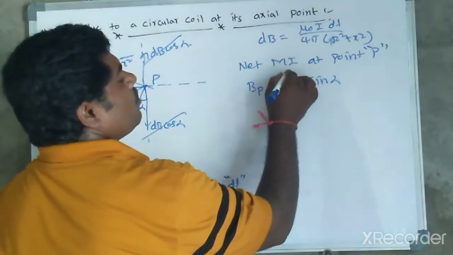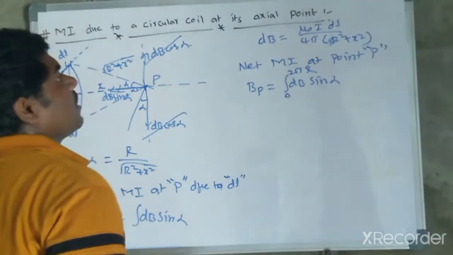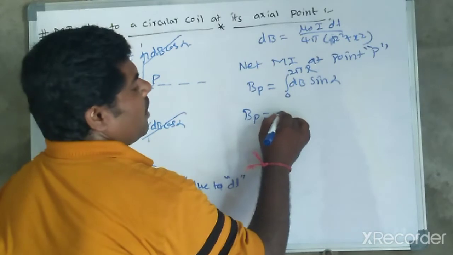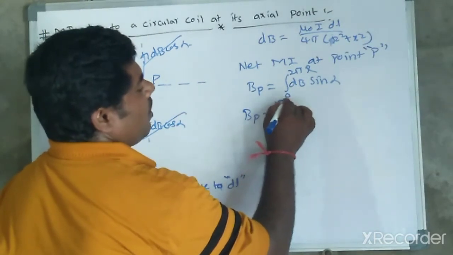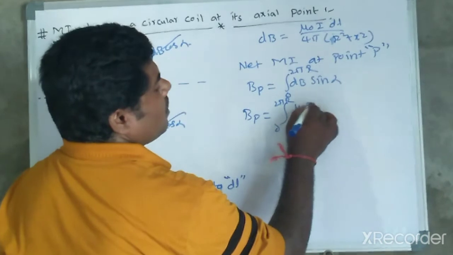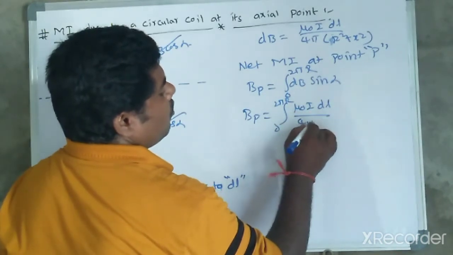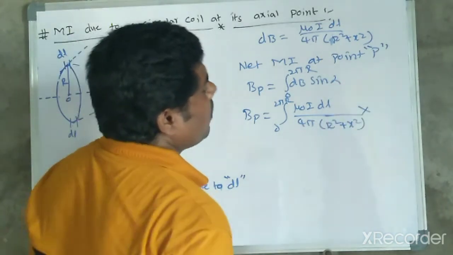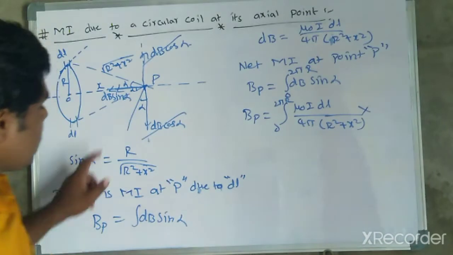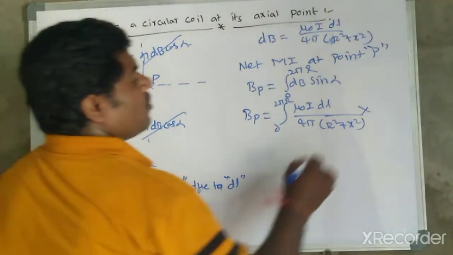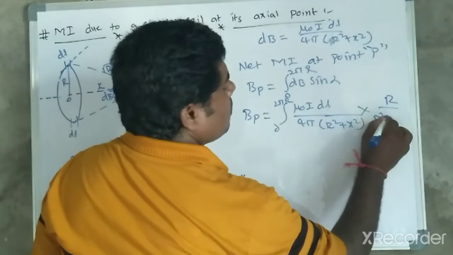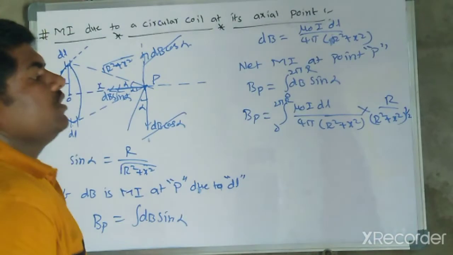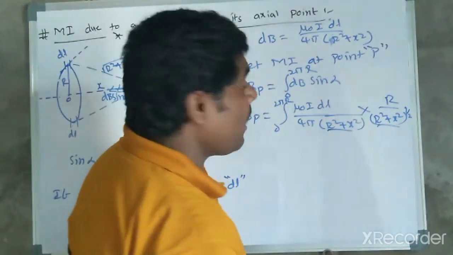Here the limits are 0 to 2 pi r because of the circular coil. So BP is equal to the integral of dB, substituting the limits 0 to 2 pi r. So here mu naught I dl divided by 4 pi into r square plus x square, into sine alpha, which is nothing but r divided by r square plus x square whole power 1 by 2. These two have the same base, so you should add the powers.